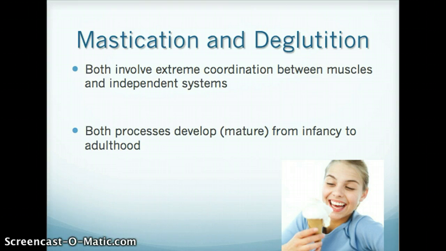Okay, so mastication and deglutition, these both involve really extreme coordination between the muscles and independent systems. And so both processes develop and mature from infancy to adulthood. So how we swallow as an infant is different than how we swallow in adulthood. These processes involve integration of lingual, velar, pharyngeal, and facial muscle movement with laryngeal adjustments and respiratory control.